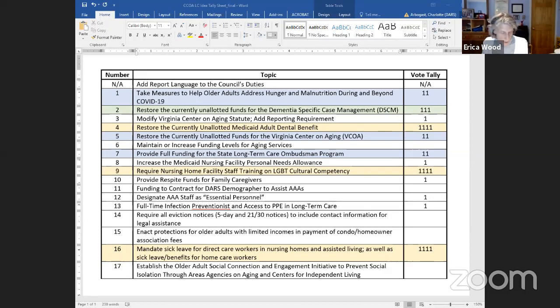And so the reason that I've been thinking about this, and you'll think this is very broad, and it is, but if you look at the council's duties, there is language in section 51.5-128 that directs the council to work on strategies to improve nutritional health, alleviate hunger, and prevent malnutrition among older adults.